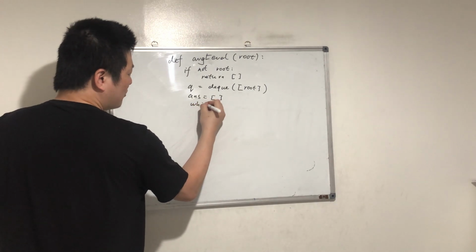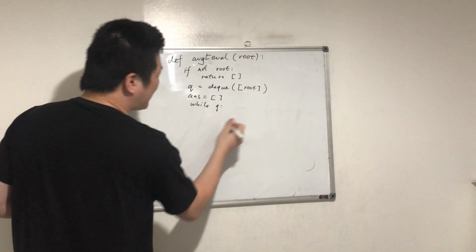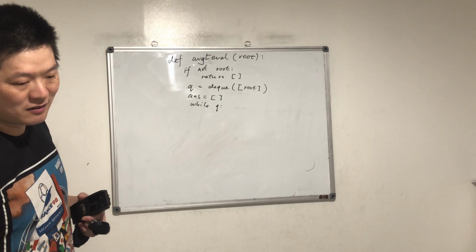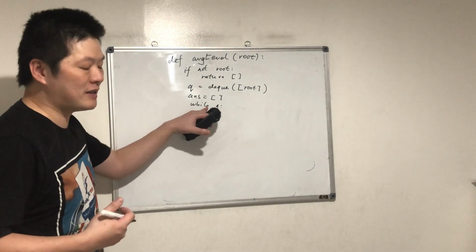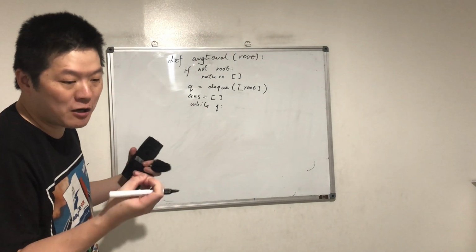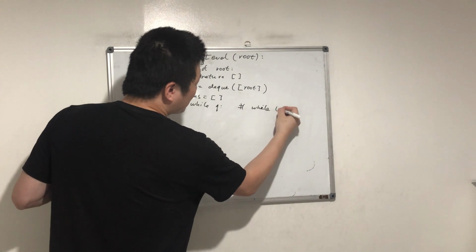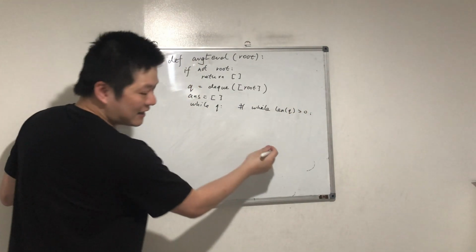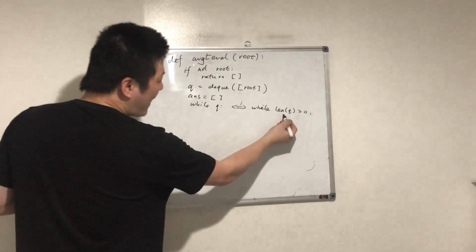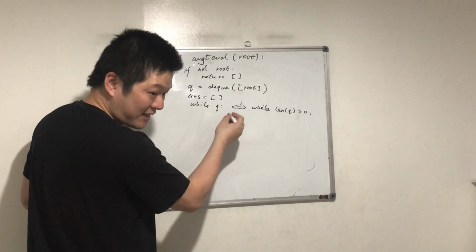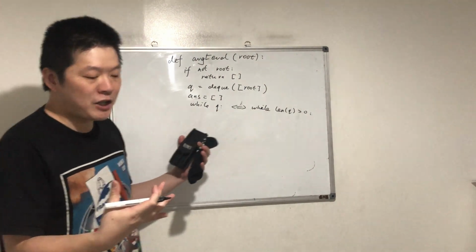While Q. What does it mean? What does while Q mean? Like the Q is not empty. We can say while there are nodes in the Q, right? It's the same as while len Q bigger than zero. Look, these two things are the same, Eric. In this case, does it make sense? Okay, so now I have the nodes in the Q which are the same level.